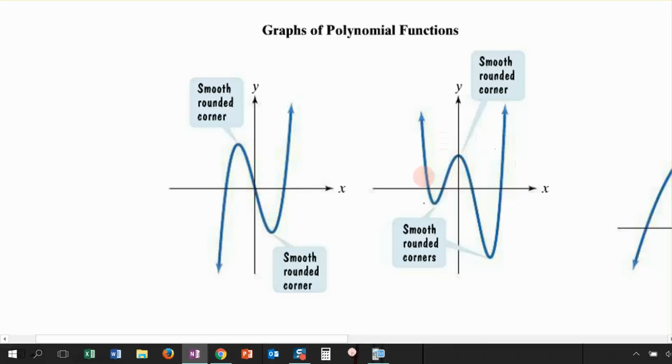Just like this second graph we have over here, the end behavior on this function is going in the same direction and they're going positive, so this would be an even function. And you notice that this again is a smooth and continuous curve.